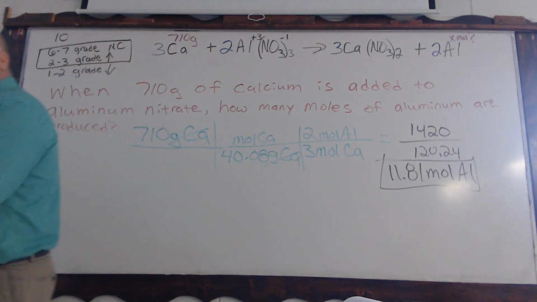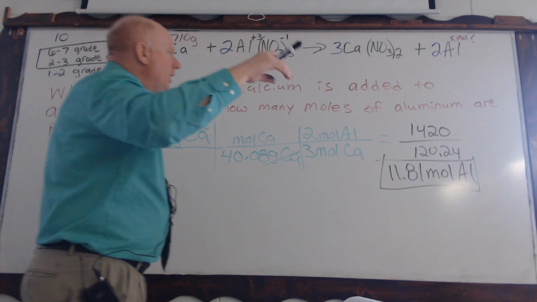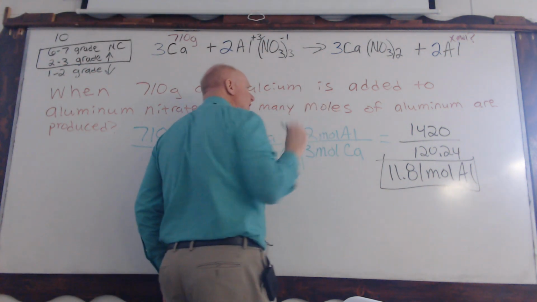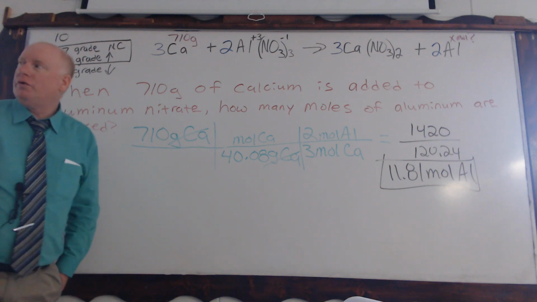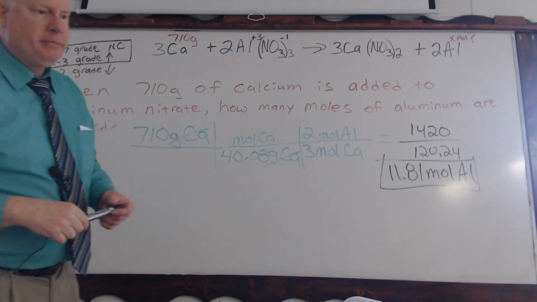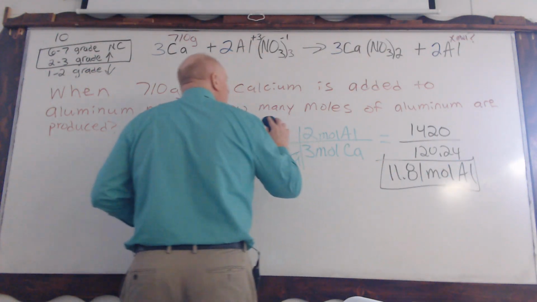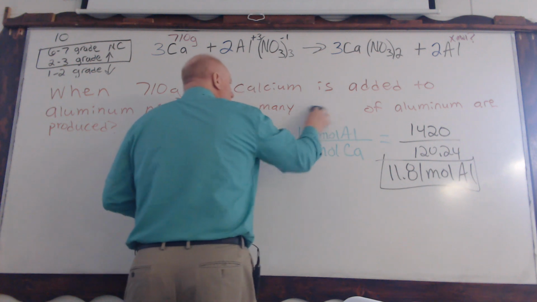Okay, so if this was a 4-step problem, and you have a really good understanding, you should be able to predict what this should say instead of moles of aluminum. It would say grams of aluminum. Then you would have a 4-step problem. So how many grams of aluminum?